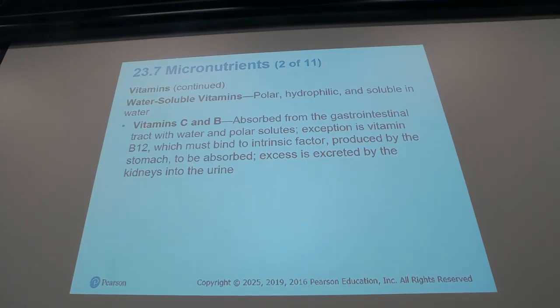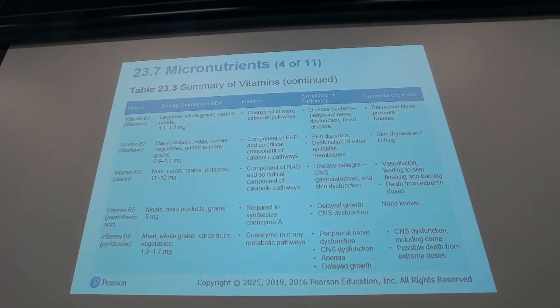And we saw this before, like vitamin B12 can be destroyed by the acid in the stomach, and then you have to give this intrinsic factor by the parietal cells so that you can coat it and then it can go into the ileum and be absorbed. And then the excess of the water-soluble vitamins will be excreted by the kidneys. And here are the daily recommendations, and what are their names, their function.